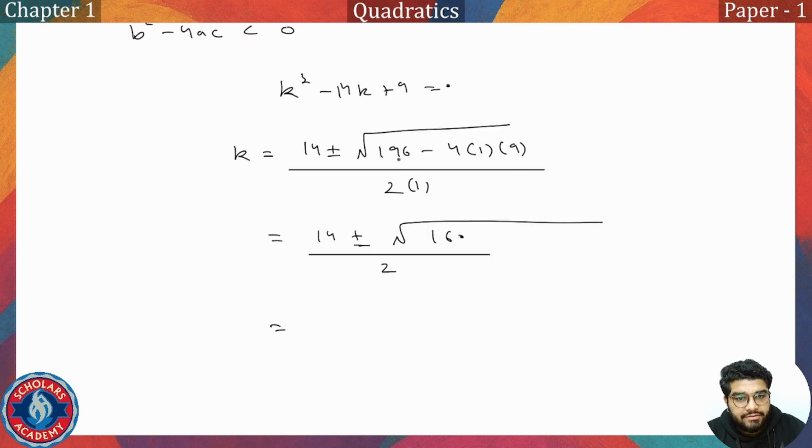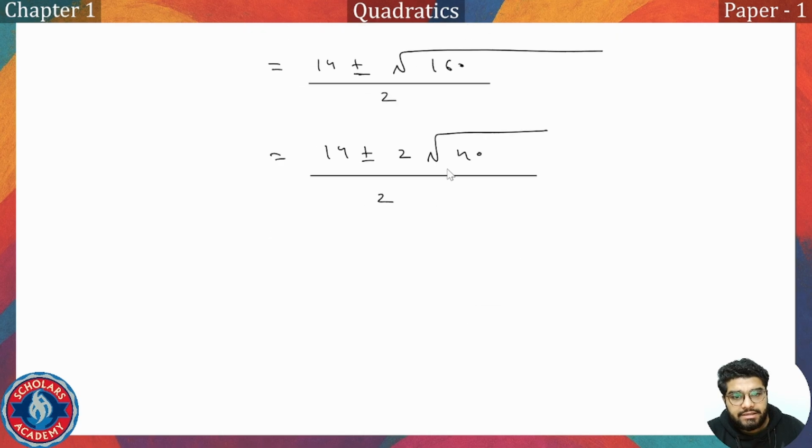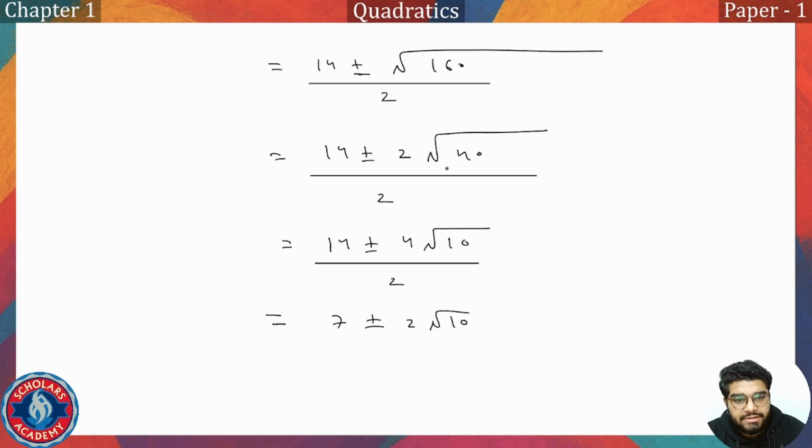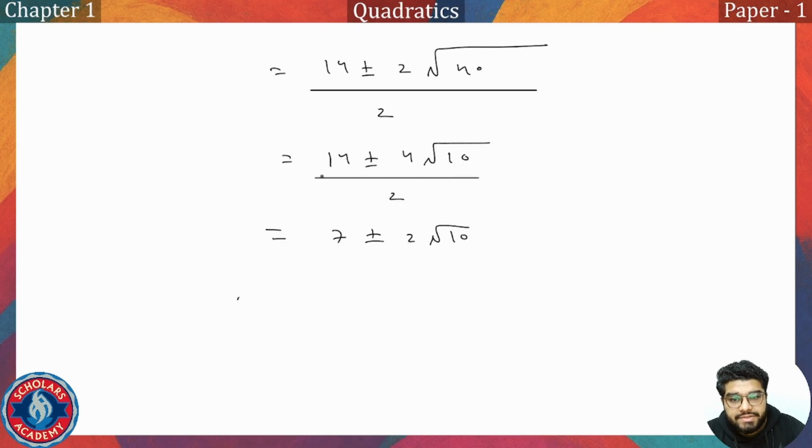I can take 4 out from this under root. What I will get is (14 ± 2√40)/2. I can again take 4 out, so it becomes (14 ± 4√10)/2. I can divide this by 2, so 7 ± 2√10. So the range is when k is less than 7 + 2√10 and k is greater than 7 − 2√10. These are the values of k.